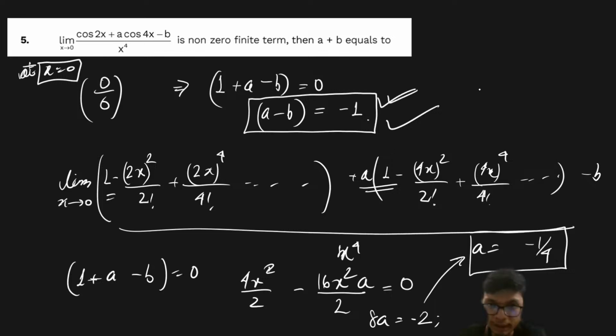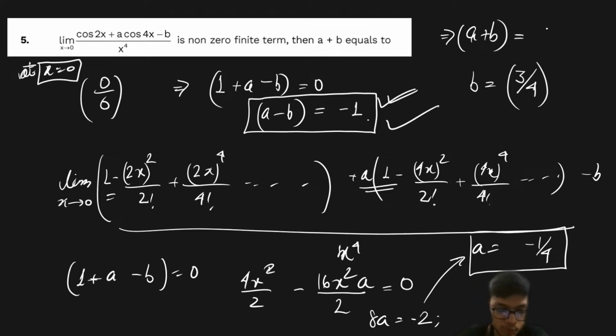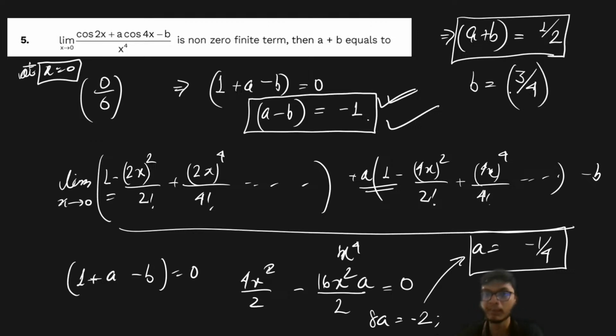So if I do it that way, the value of b I'm going to get is basically 3 upon 4, and ultimately the result for a plus b is going to be minus 1 by 4 plus 3 by 4, which is going to give me the answer as 1 upon 2. That is basically 2 upon 4, which is simplified and written as 1 upon 2. So the option given for this particular problem as 1 upon 2 is the correct answer. I hope this is clear to all of you.